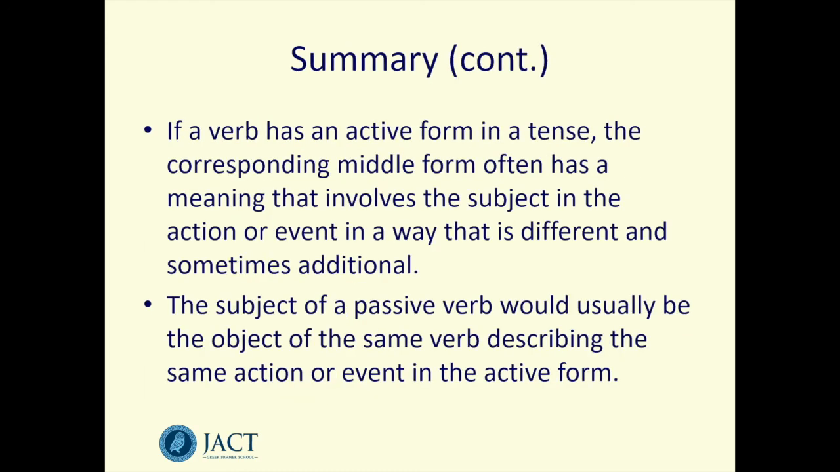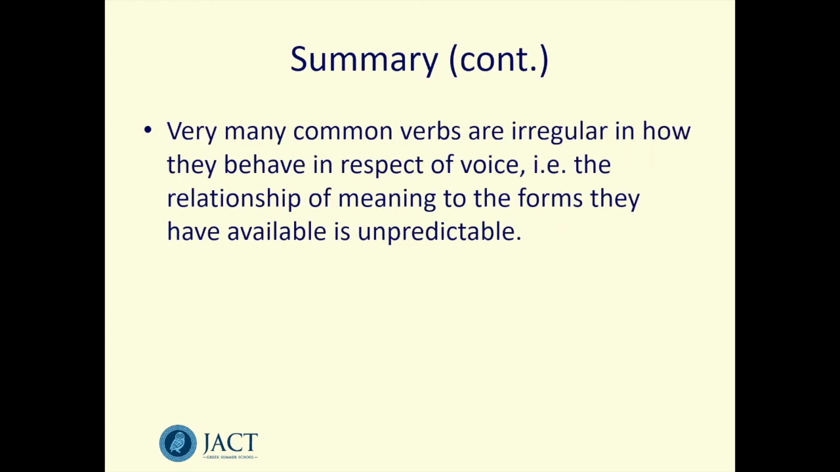If a verb has an active form in a tense, the corresponding middle form often has a meaning that involves the subject in the action or event in a way that is different and sometimes additional. The subject of a passive verb would usually be the object of the same verb describing the action or event in the active form. Very many common verbs are irregular in how they behave in respect of voice. That is, the relationship of meaning to forms is somewhat unpredictable and usually has to be learned.